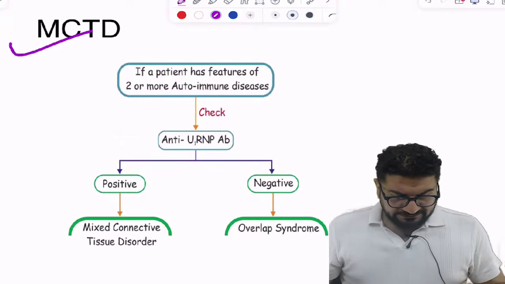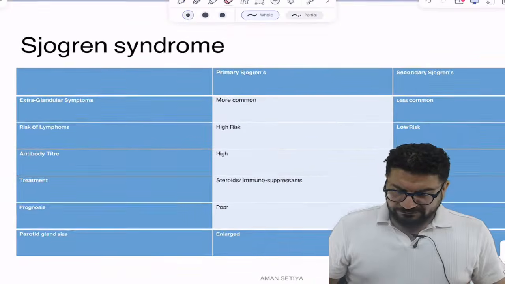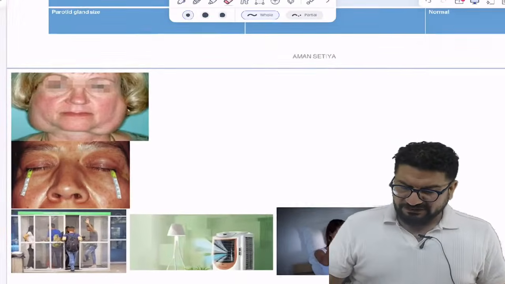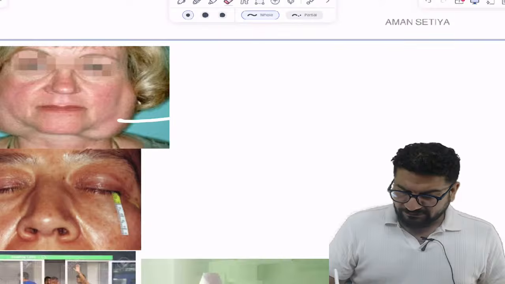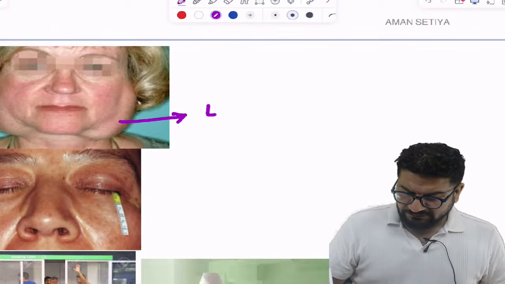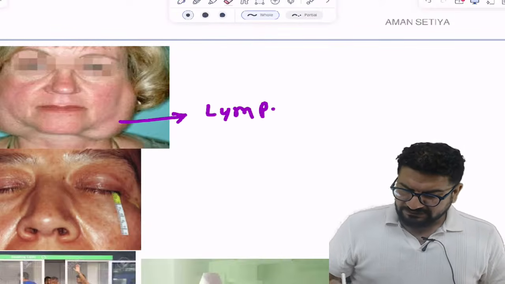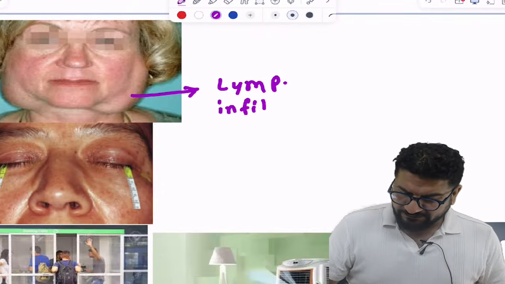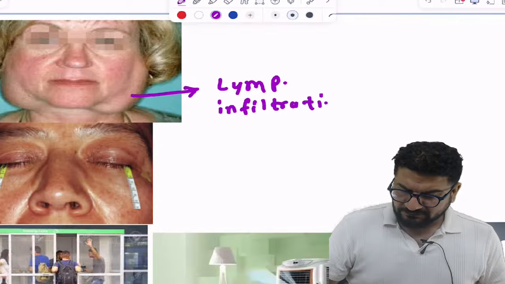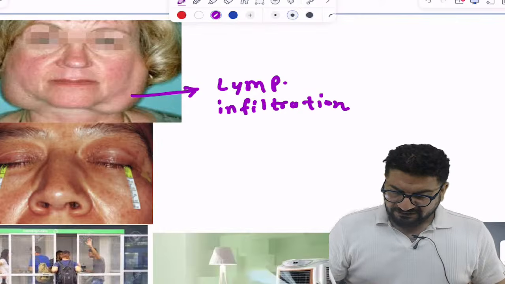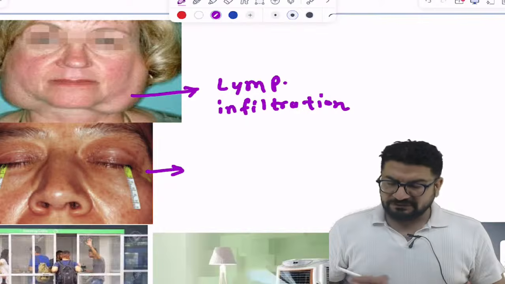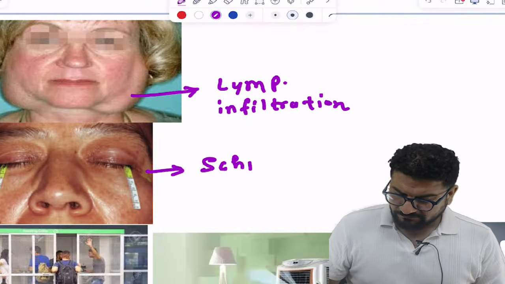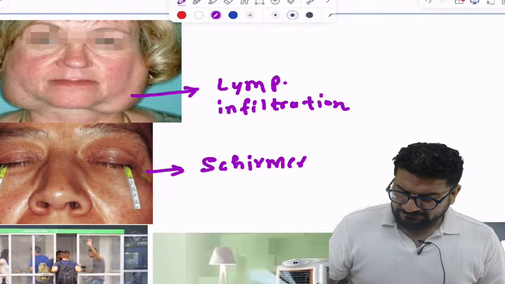Okay, now try to understand. We have Sjogren syndrome. They ask you about Sjogren syndrome, where there will be lymphocyte infiltration. Here you can see lymphocytes are collecting. So these are lymphocyte infiltrations in the parotid gland in a patient of Sjogren syndrome. Then you can see this is a test that we call Schirmer's test.